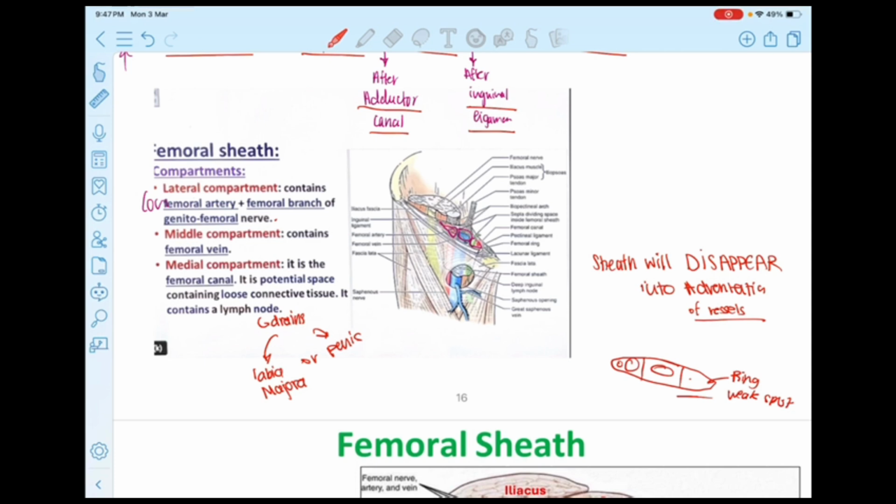And then the intermediate one is the femoral artery. Before it used to be the external iliac artery, now it's the femoral artery. And then the most lateral, when it comes to the femoral sheath, is the vein, and this is the artery. And we also have the genitofemoral nerve, which is a femoral branch of the nerve.